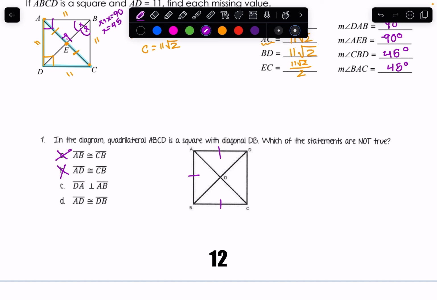DA is perpendicular to AB. So that's talking about DA and AB forming a right angle, which is also true. And then the last thing they're saying is that AD would be congruent to DB. So that is talking about a side and a diagonal. Those two are not congruent, so this is the only one that would not be true with a square.